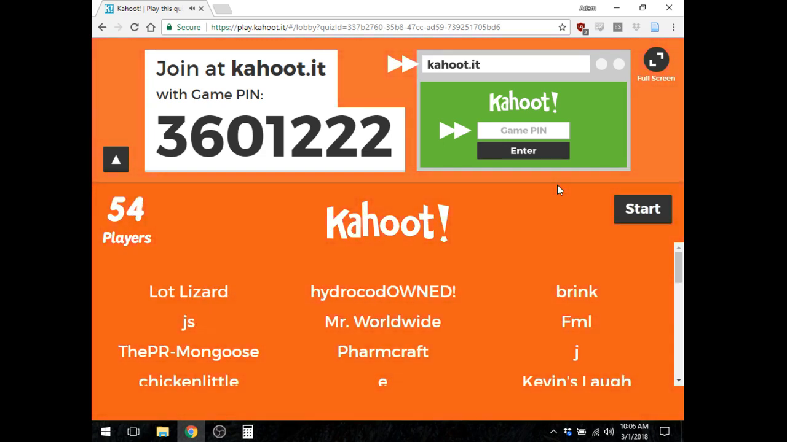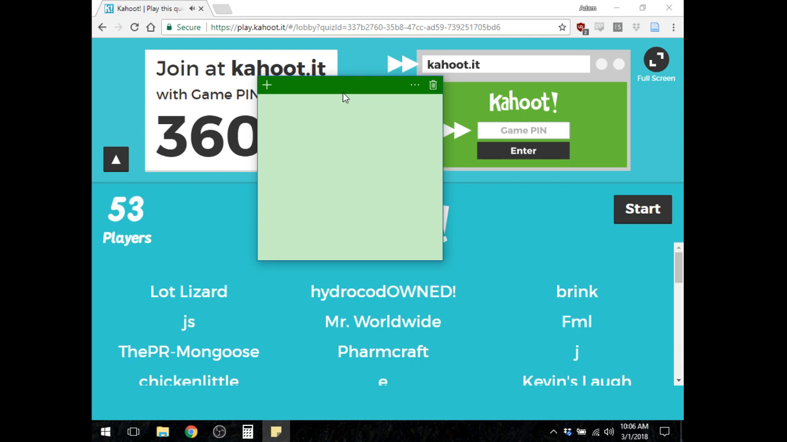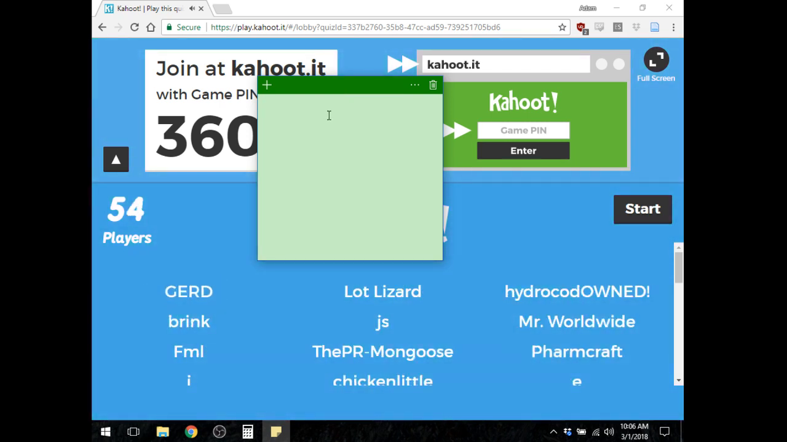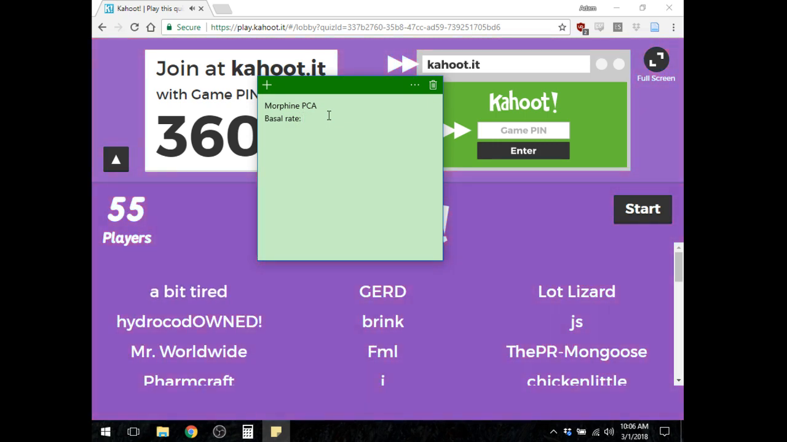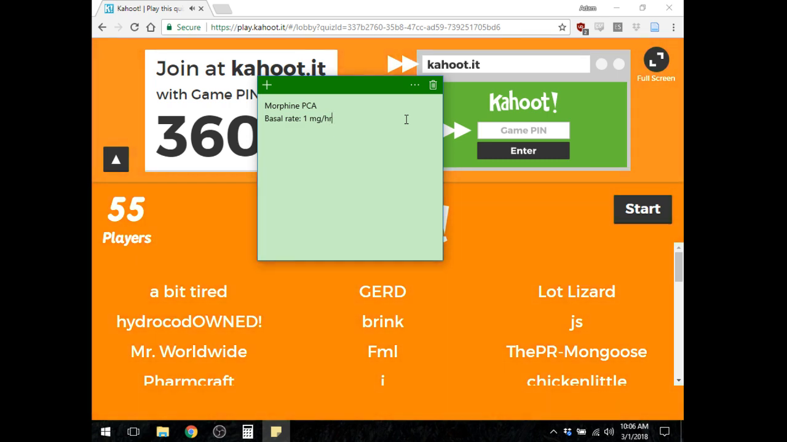So for instance, in this case, let me pull up a sticky note. Hopefully you guys can see this. This will come up on the recording. Let's say a morphine PCA comes through, and you'll get the basal rate, which in this case they wrote for, and this is one of the anesthesiologists who also works in the pain service, 1 milligram per hour. That makes sense. That's a decent dose for a 17-year-old female patient.